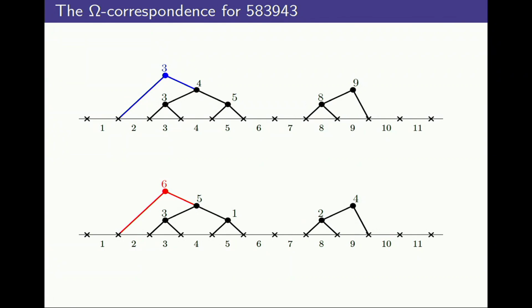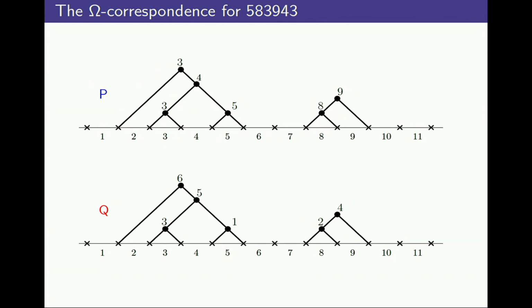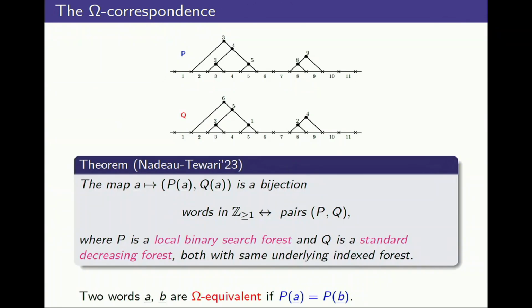Okay. So I've constructed 2 labeled indexed forests. What's special about the labels here? They are decreasing in all directions and go from 1 through 6. That's a standard decreasing forest. What's special about this guy? Well, it increases to the right and weakly decreases to the left, in fact. So it's a local binary search forest. So this is my P symbol, and that's my Q symbol. Let me straighten the edges so that it feels 45 degrees. That's my P symbol. That's my Q symbol.